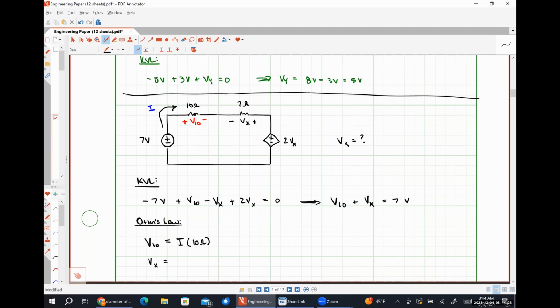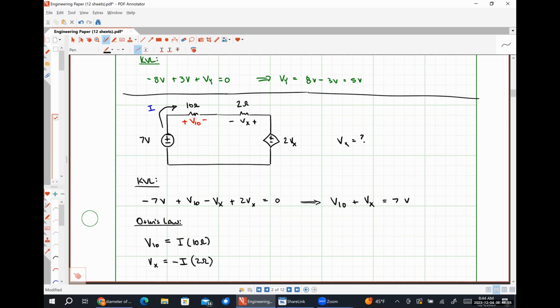What will Vx be in terms of that current I? That's a 2. Sorry for my penmanship. Negative I times 2 ohms. It gets a negative sign because the current is flowing into the negative polarity terminal. Very, very important that we keep track of things like that, right?